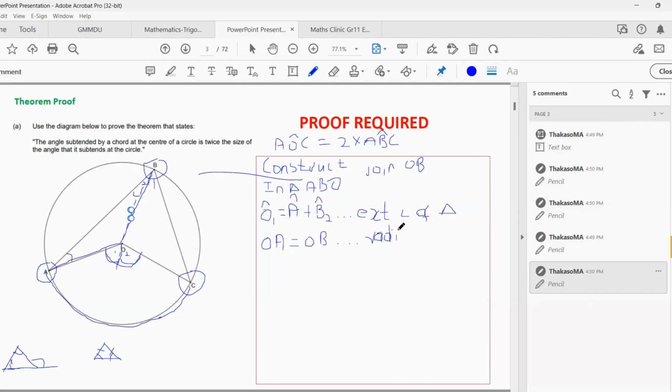So that means triangle ABO is an isosceles triangle. So if this side is equal to this side, that means the opposite angles are equal. Therefore, angle A is equal to angle B2. Okay, our reason in this case is that we have angles equal to opposite sides.